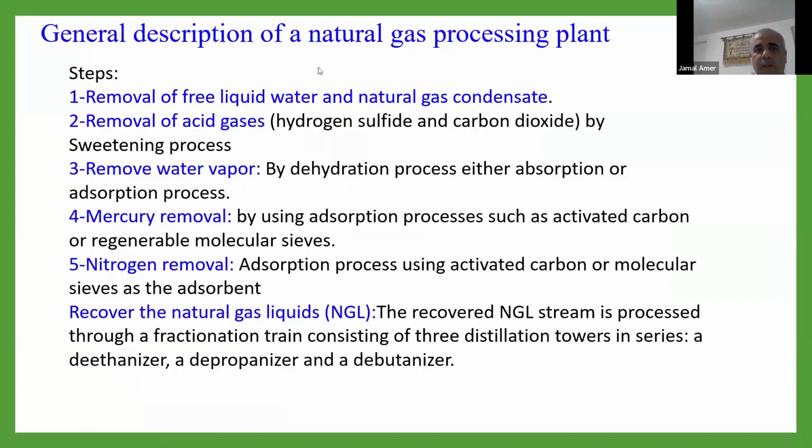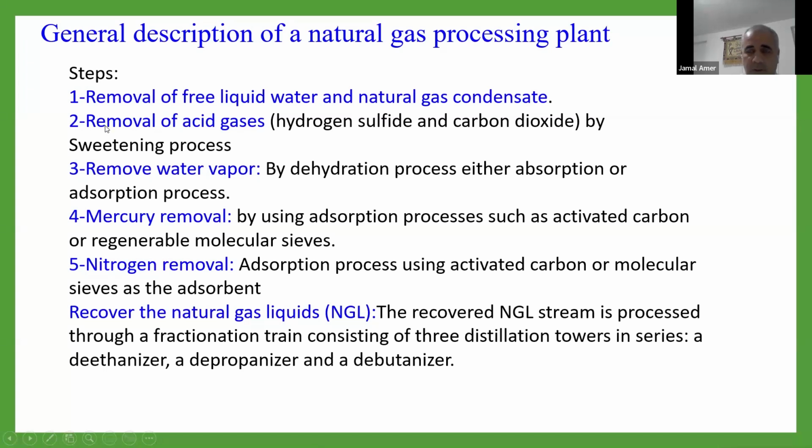So here, what are the general steps? These steps are in general. Some gases maybe don't require all these steps, while some gases require all these steps in gas treatment. So first is removal of free water. The first step is removal of the free water, liquid water, and natural gas condensate.